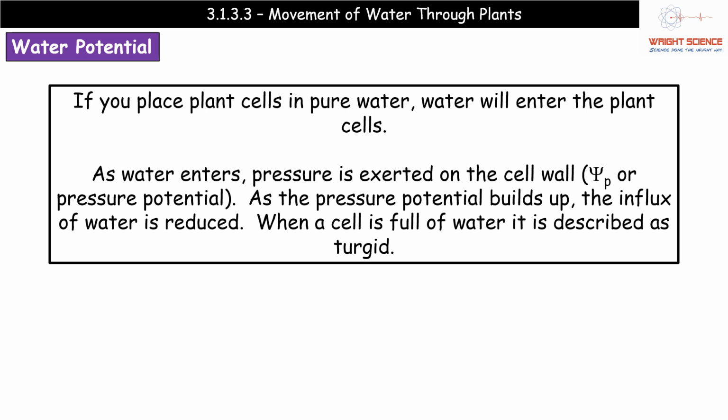The reason that they're going to do this change is that as that water enters the cells, they are going to exert pressure on the cell wall. So what we find here is that as that pressure potential builds up, then we're going to reduce that movement in of the water. Eventually we get to a point where it's going to actually be classified as being full of water. So that cell is not going to be able to basically expand any further because of the rigid nature of our cell wall. And at that point, we describe our cell as being turgid.